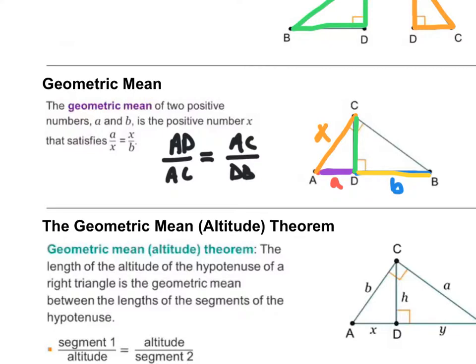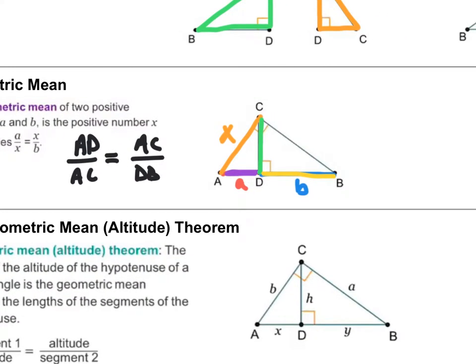And what we can find out from here is that it works the same way. We can write the same proportion. I can say that segment AD divided by segment CD equals CD divided by segment BD. It follows a similar thing, but notice how CD is your altitude.